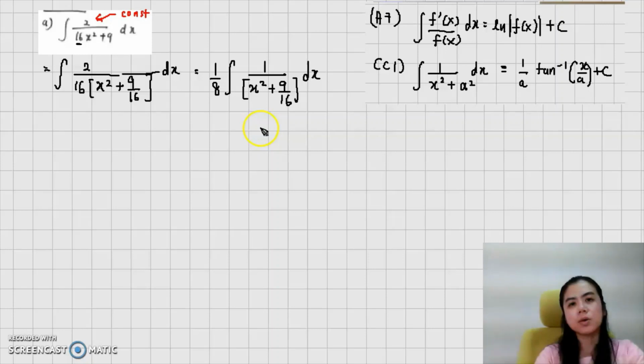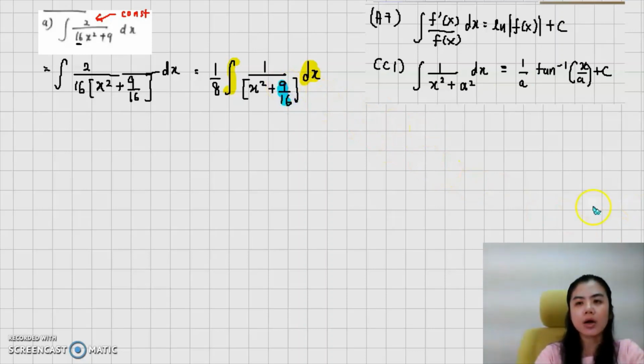Once you have this, the next thing is to focus on whatever is an integration and try to compare it with the formula of C1. If you look at the formula of C1, what you have here is x squared, and we're almost close to this formula. The next thing you need is something squared in here, so you need a squared. What we have here is not squared. We have 9 over 16, and we try to manipulate this 9 over 16 into something squared.